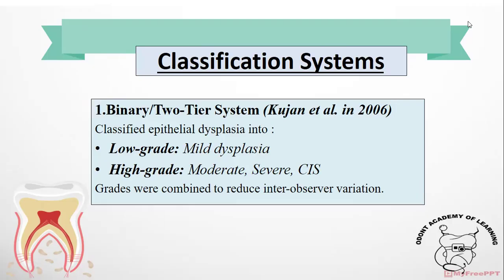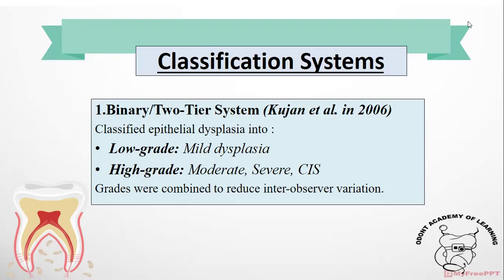In 2006, Kuzan et al. classified the epithelial dysplasia into two categories: low grade and high grade. Low grade means mild dysplasia. High grade means moderate, severe, or carcinoma in situ. They classified into two tiers, and the high grade had all three variants, that is moderate, severe, and carcinoma in situ, combined so as to reduce the inter-observer variation.